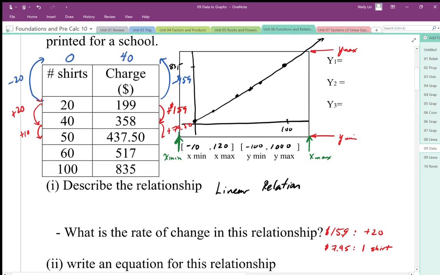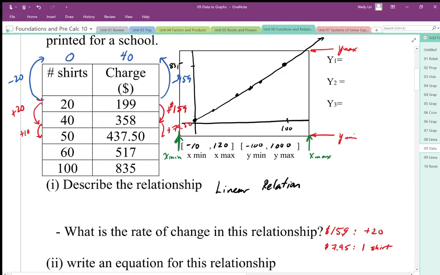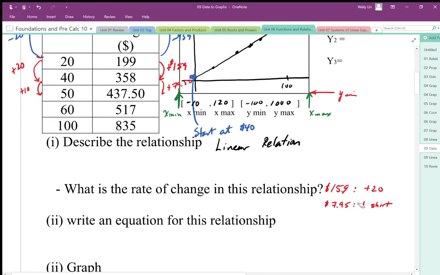And that then represents the starting position of my graph. That starting position is, I start at $40. Now having a starting position and understanding how it changes, I can write an equation. So my y is equal to, I'm going to multiply by this rate of $7.95 per shirt, times the number of shirts. And it started at $40. So $40 is my initial charge.